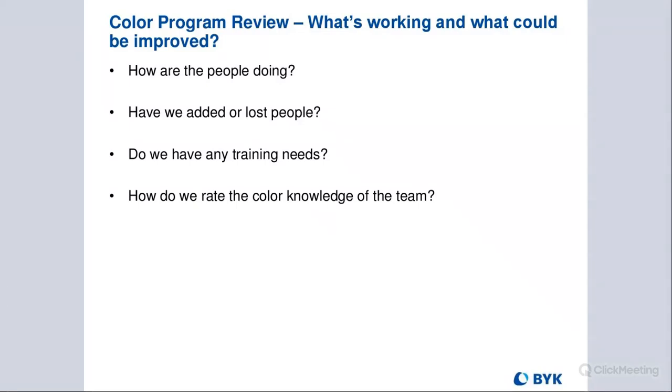When we're talking about a color program, there are some things we need to talk about and some questions we need to ask ourselves. How are the people doing? Do they understand what they're needed to do, what tasks they're supposed to be accomplishing? Have we added people or lost people? This could be where you need more training. Even existing people may need updated training based on new equations and different advancements in color.